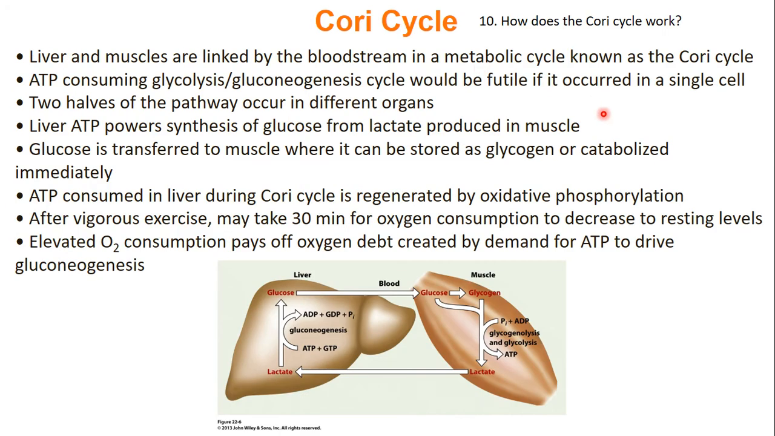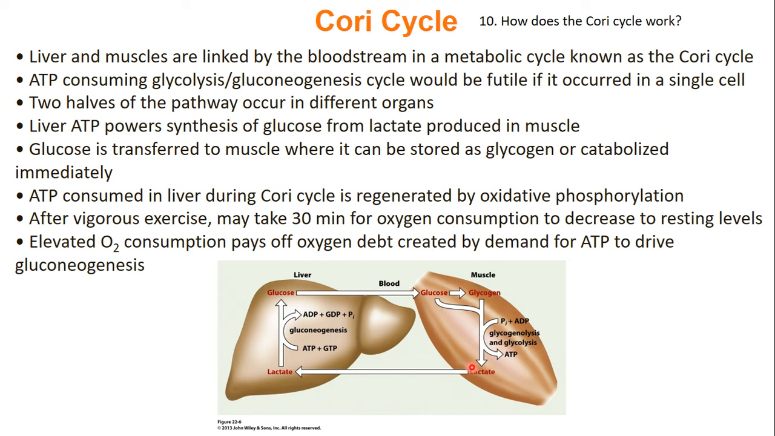How does the Cori cycle work? So a lot of words here, but it's super simple. Muscle breaks down glucose or glycogen to lactate. Remember we talked about this. Muscle is working, and so anaerobic glycolysis is way faster than aerobic, so muscles are just going to go to lactate.